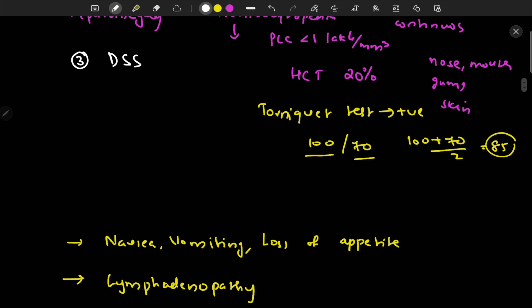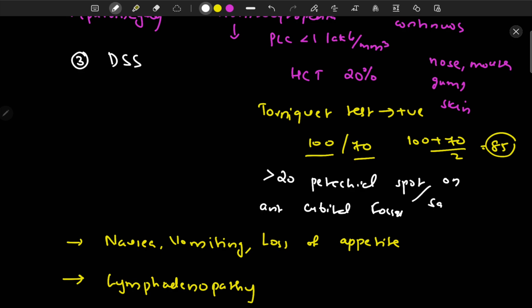And if there are greater than 20 petechial spots per square inch area on the anterior cubital fossa, that means the tourniquet test is positive for dengue.